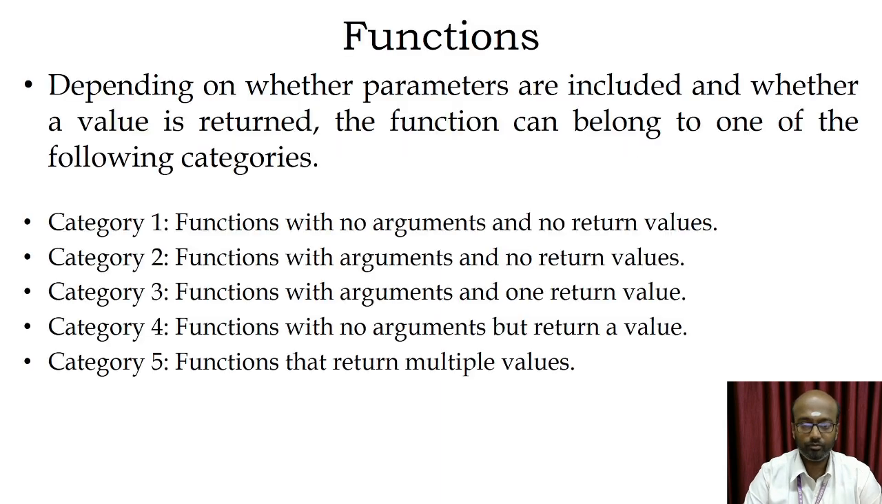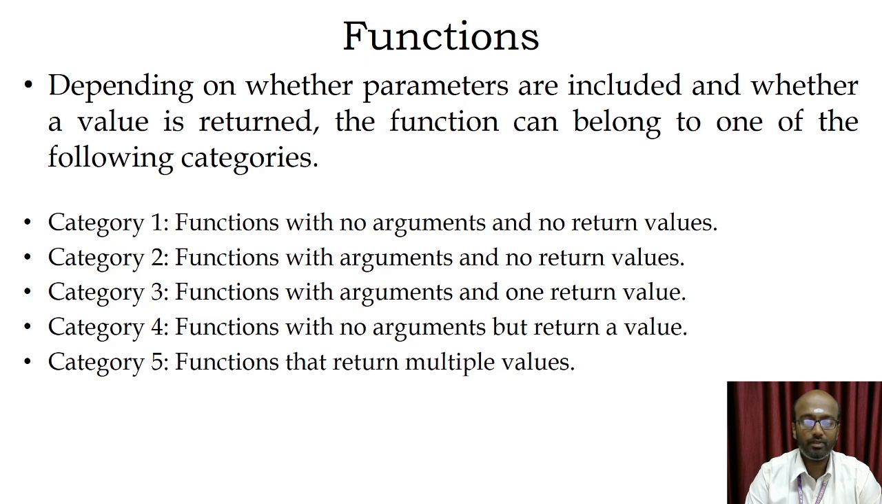Good day everyone. Today let's discuss categories of functions in C. Depending upon whether parameters are included and whether a value is returned, the function can belong to one of the following categories. Category 1, functions with no arguments and no return values.